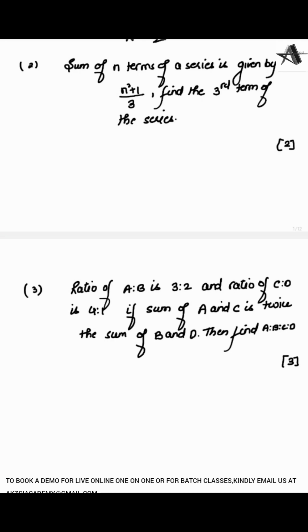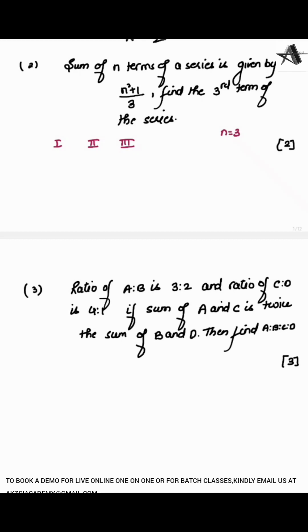See, it's not mentioned that this is the nth term of the series. This is the sum of n terms of the series. That means this is the first term, this is the second term, and this is the third term. So if you are putting n is equals to 3, it will give you the sum of first plus second plus third. It will give you the sum of the starting 3 terms. That's the meaning of sum of n terms of a series.